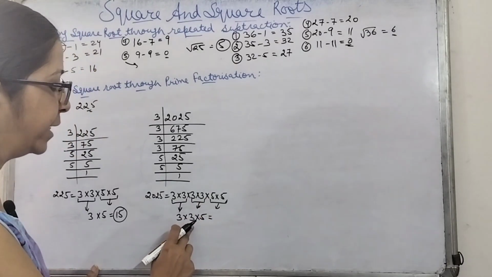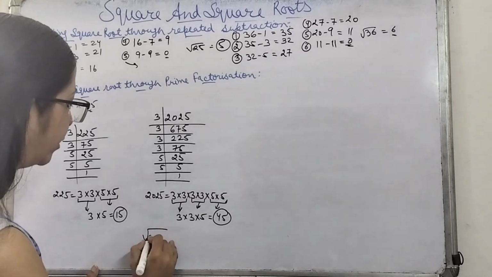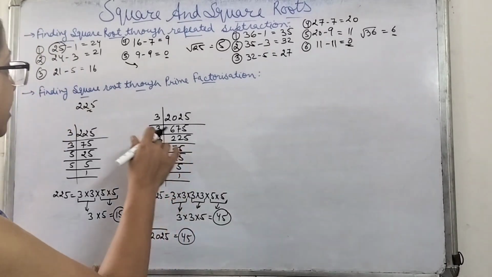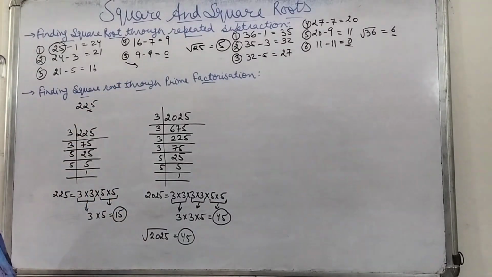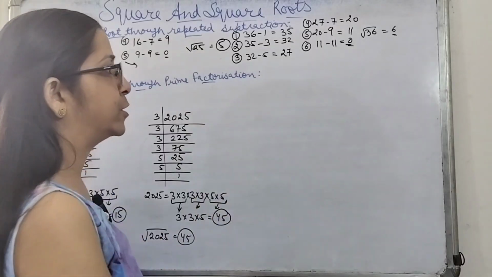So 3 3s are 9 and 5 9s are 45. So we will say that the square root of 2025 is 45. This is how, by prime factorization, we can find the square root of the given number. Now suppose your number is not a perfect square.